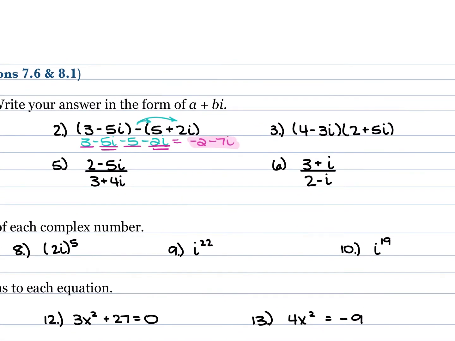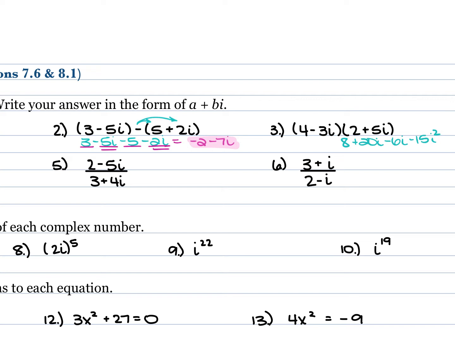For number 3, you have 4 minus 3i times 2 plus 5i. You're going to FOIL this out because it's not a difference of squares, so you just do 4 times 2, which is 8. Then 4 times 5i is 20i. Negative 3i times 2 is negative 6i. Negative 3i times 5i is negative 15i squared.